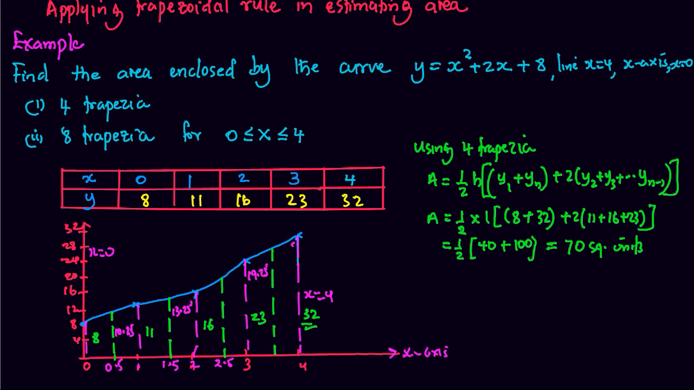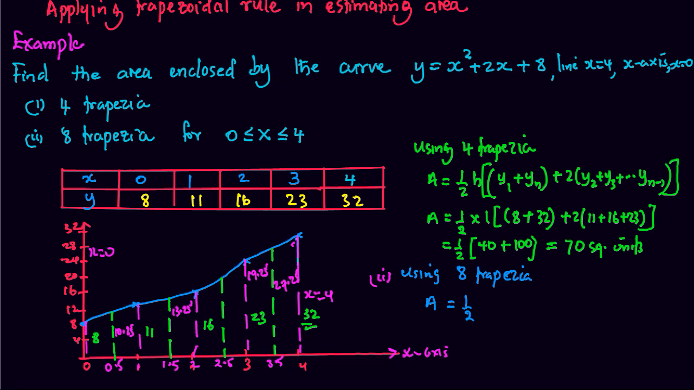And then corresponding to 3.5, we have 27.25. So we have the dimensions of the 8 trapezia. So for part B, for part 2, using 8 trapezia, we substitute into our equation and we get our area is equal to a half.